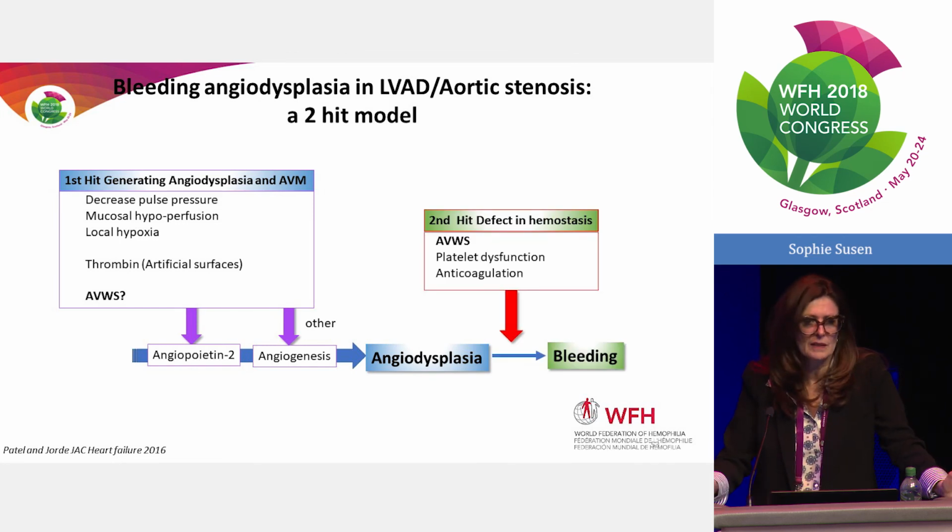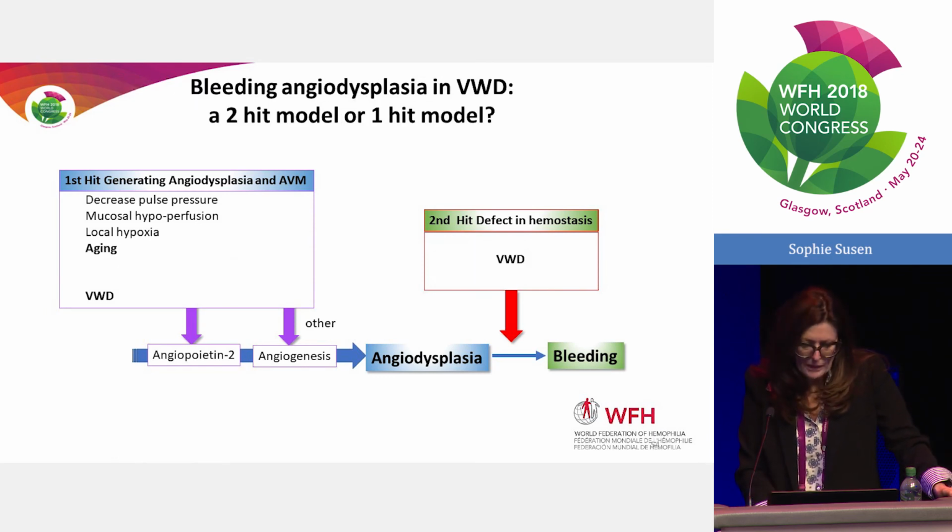The second hit is easier to understand. It's the defect in hemostasis, the acquired von Willebrand syndrome, but also the platelet dysfunction and anticoagulation in those patients. And in von Willebrand disease, maybe it's more simple, or maybe it's not so different, because in older patients you've got a decrease in pulse pressure, a decrease of perfusion of the mucosa, and a local hypoxia. So we can keep all those features for the first hit. And of course, the second hit is the hemostatic defect by itself.